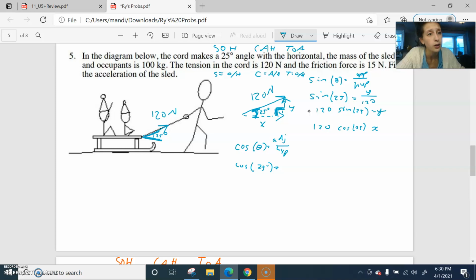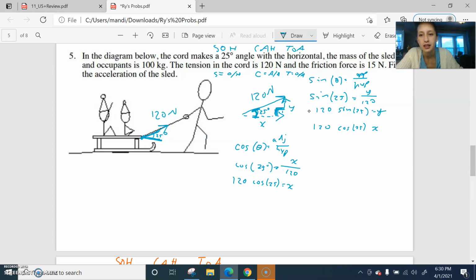But the 120 is a hypotenuse, so we don't get to count it there. So the adjacent is the x and the hypotenuse is the 120. So if we want to get x by itself and it's being divided by 120, we're going to multiply both sides by 120. So 120 cosine 25 equals our x. Let's continue our free body diagram.